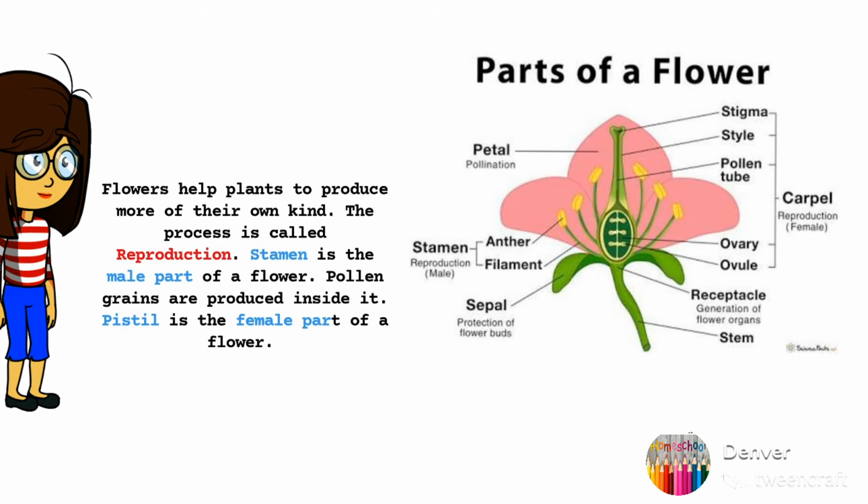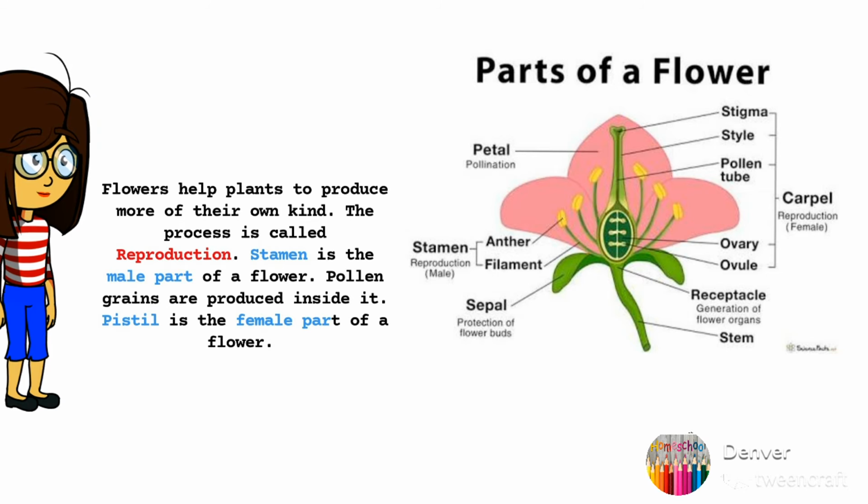So what are pollen grains? You know the hibiscus flower, joba phool. When you touch it, some yellow powdery thing sticks to your hand. That is the pollen grain. Yellow powder, that is the pollen grain. Again, stigma, style, pollen tube, ovary, ovule. These parts make up the female part, known as the carpel or pistil. We call it the pistil.